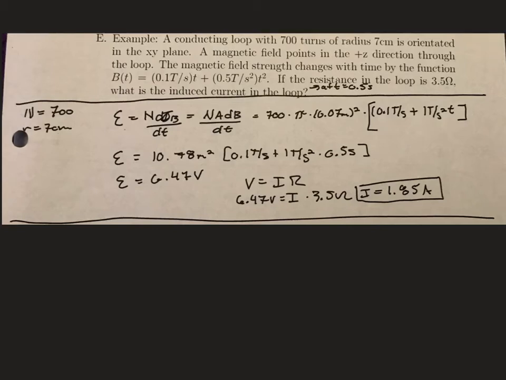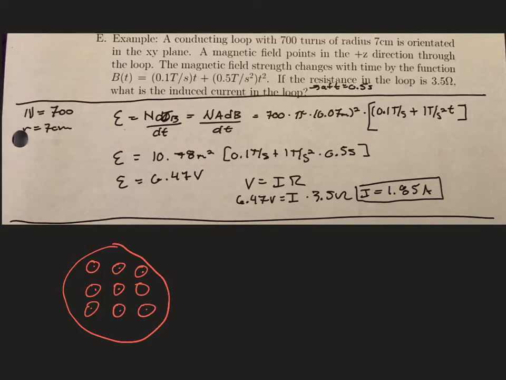In this example problem, we have a conducting loop with 700 turns and a radius of 7 centimeters, and it's orientated in the xy plane. A magnetic field points in the positive z direction through the loop. So that means we have a loop, and the magnetic field is coming out of the page. Or drawn sideways, we have a loop, and the magnetic field is pointed in the positive z direction.